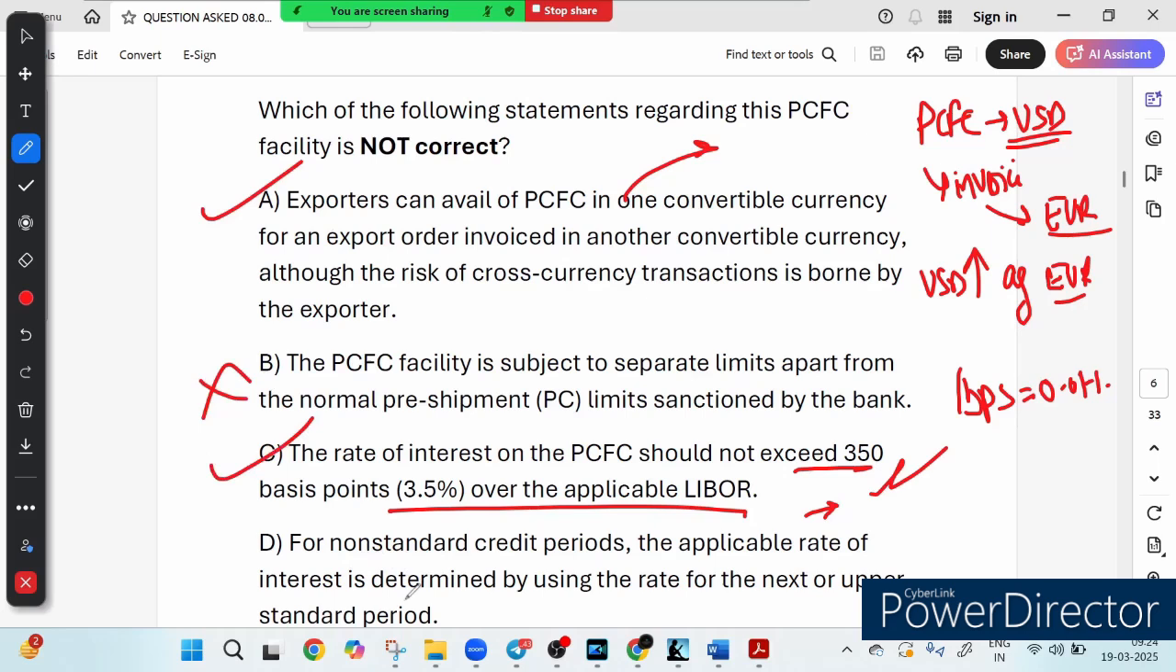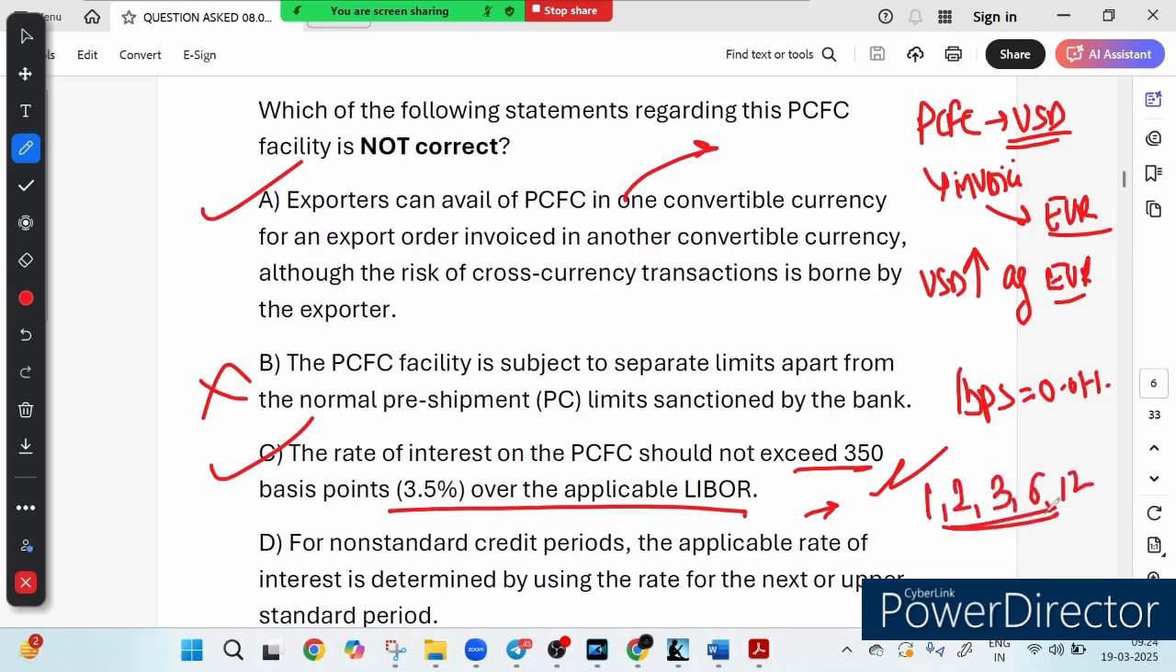And option number D says that for a non-standardized credit period, the applicable rate of interest is determined by using the rate for the next higher period. Yes, this is also correct. Banks offer PCFC loans for a standard tenor. There is something called a standard tenor: 1 month, 2 months, 3 months, 6 months or 12 months. These are the standard tenors.